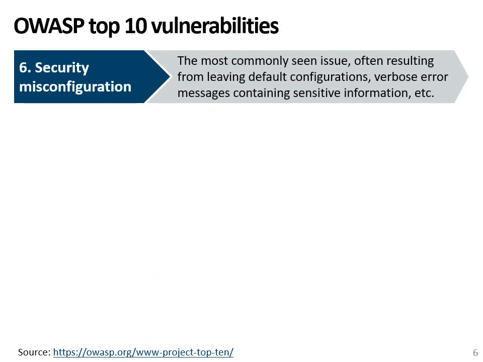Number 6 is security misconfigurations. And this is actually the most commonly seen issue in web applications. It results from leaving, for example, default configurations or very verbose error messages that contain sensitive information.